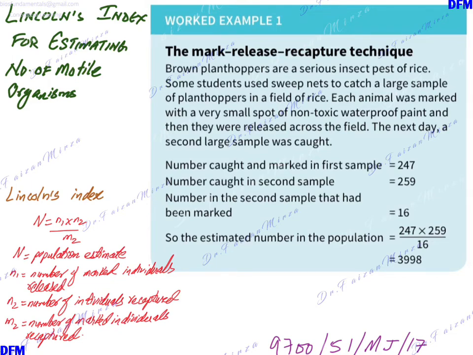So you can see that the larger the value we use as the denominator, the lower the total estimated population will be. And if this value is low, the total estimated population will be very high.